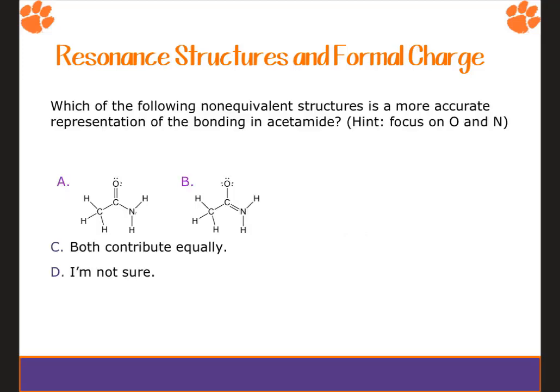So here we have 2 structures that represent the bonding for acetamide. So we've got carbons and hydrogens, nitrogens and oxygens. We've got the same bonding structure, but do you think that structure A would contribute more to the resonance hybrid, or structure B would contribute more? So which one's more accurate in terms of formal charges? Or do you think they would both contribute equally? So look at the formal charges, see what you can come up with, and we'll talk through it together.